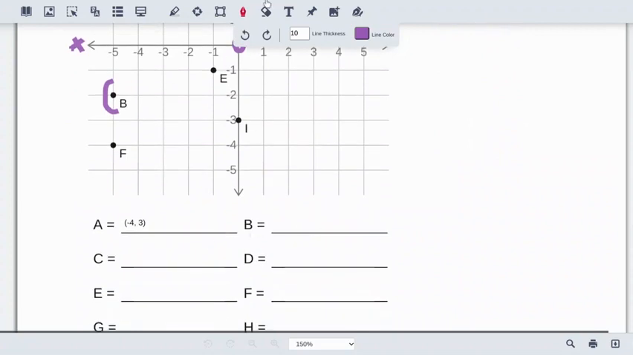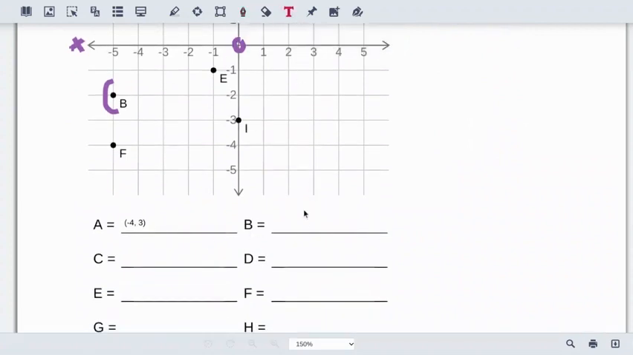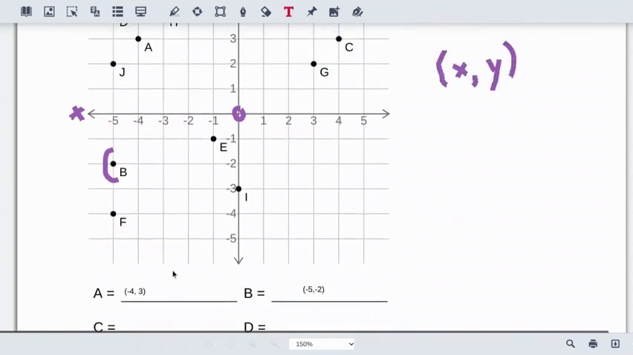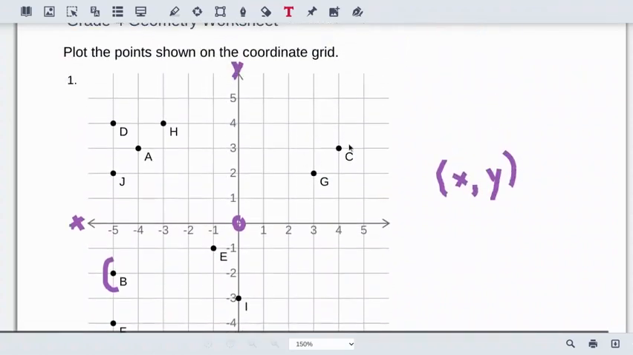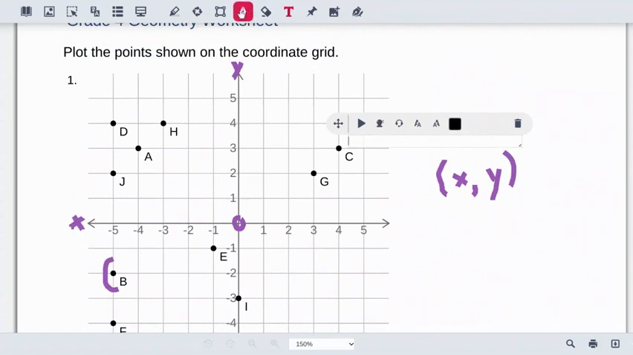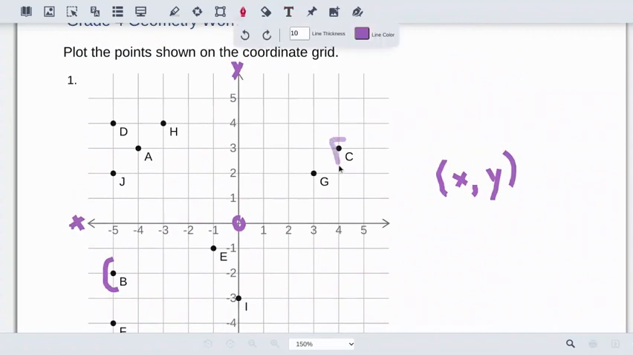So for B, let's make a new text box. We've got bracket, -5, comma, -2, bracket. And let's do one more. C. Where's C? Here's C right here. I'll put a little pizza slice on it. And C's on that positive side.